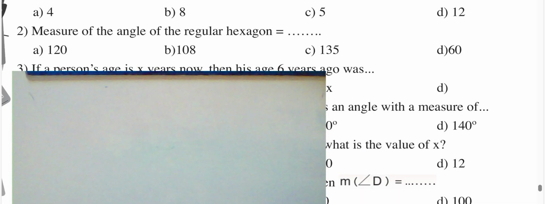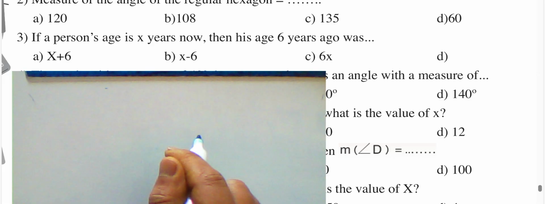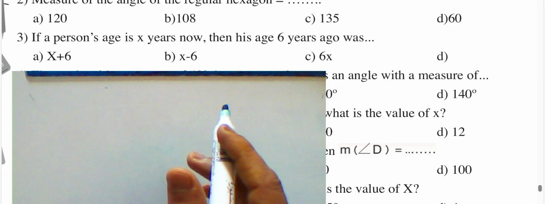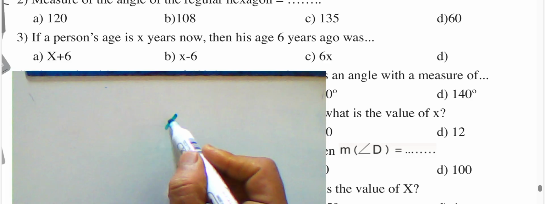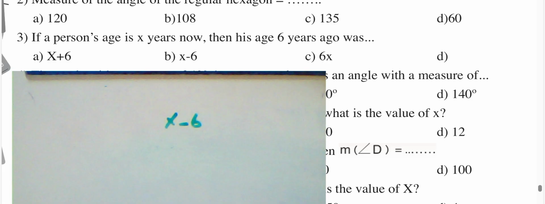Next question. If a person's age is x years now, then his age 6 years ago will be x minus 6. From 6 years ago, x subtracted by 6.